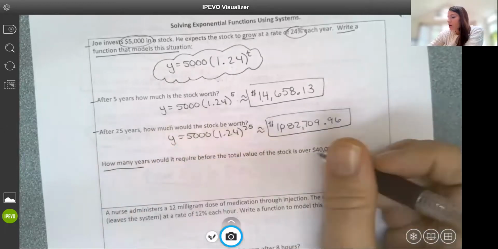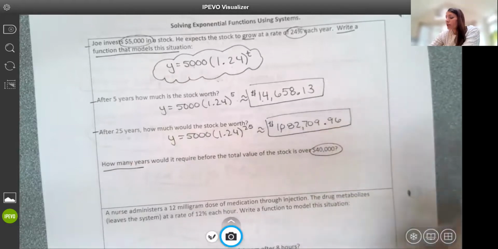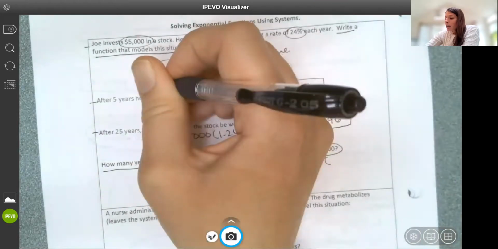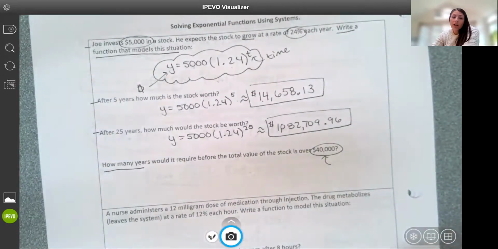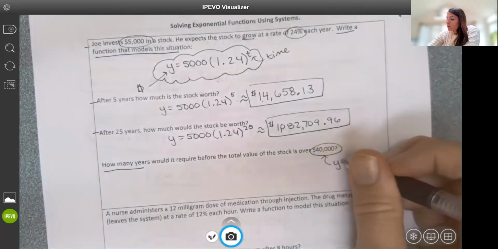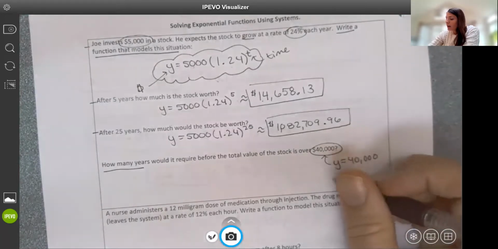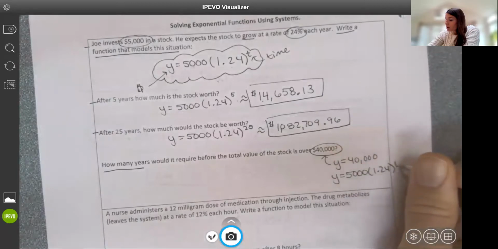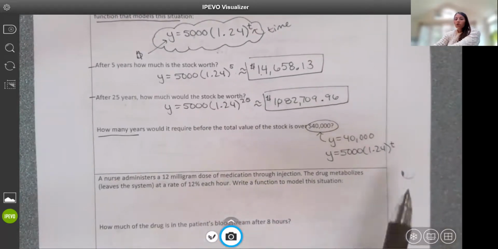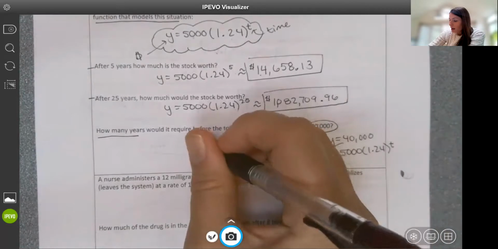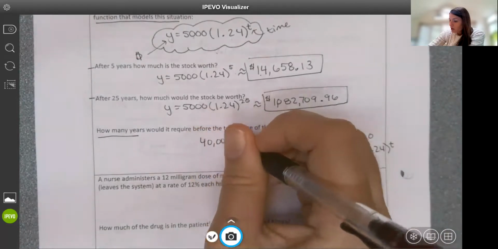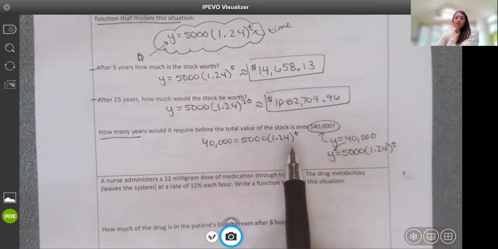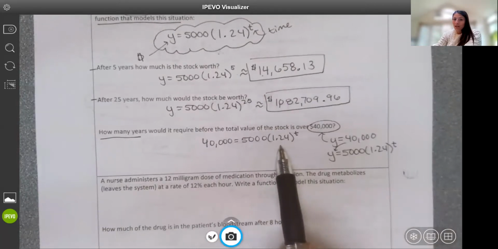So it says how many years before the stock is over 40,000. Now, if I look at my function, my input is time and my output is the money or the account balance. So $40,000 is a y value. And then I have my function, right? 5,000 times 1.24 to some time period. So if I just plug that 40,000 in for y, I get 40,000 = 5,000(1.24)^t. The issue is it gives me this exponential equation, but I can't do base matching to solve, right?